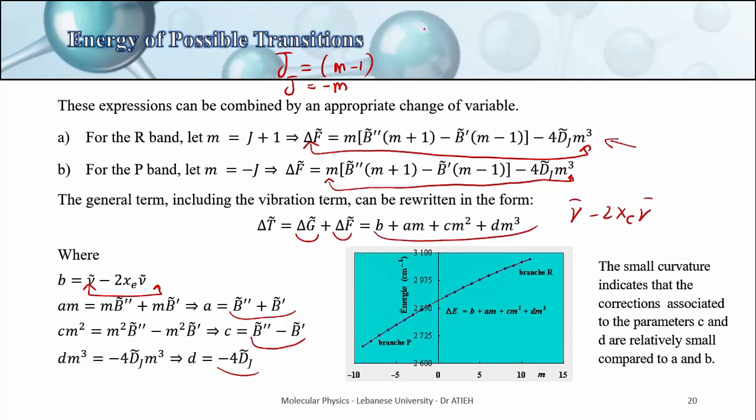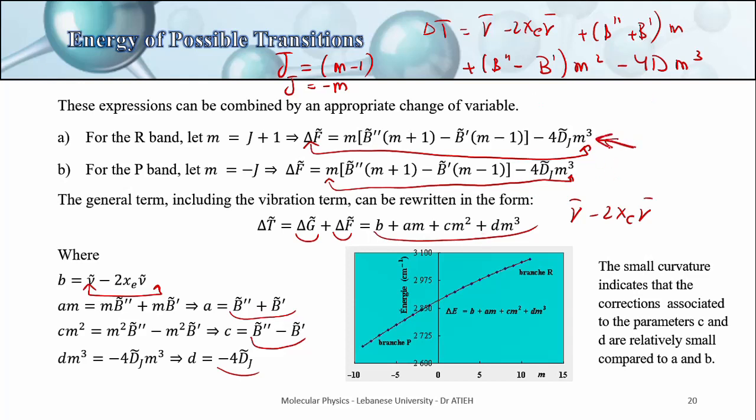So a general expression, delta t, will be equal to nu bar minus 2xe nu bar plus b double prime plus b prime m plus b double prime minus b prime m squared minus 4d m cube. Where did we get this from? Simply, we took the rotational part and added it to the vibrational part, which is nu bar minus 2xe nu bar.